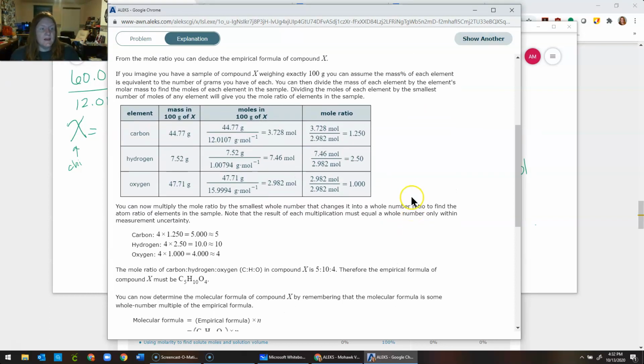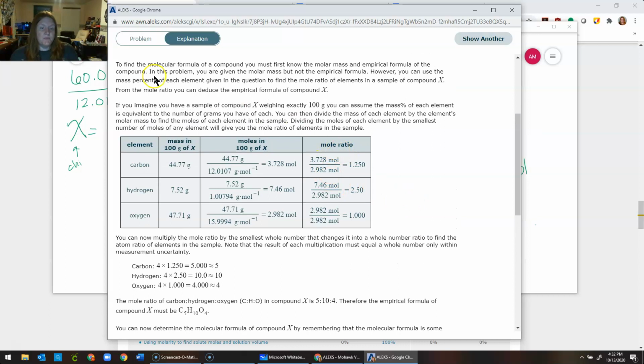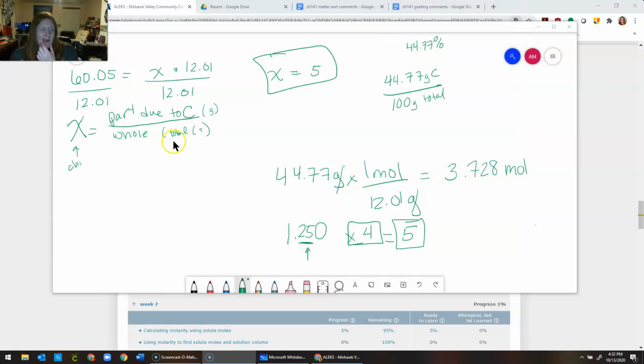You can do it any way you want, so long as you get whole number ratios out of it. Okay, hopefully that helps. But if not, as always, feel free to ask questions.